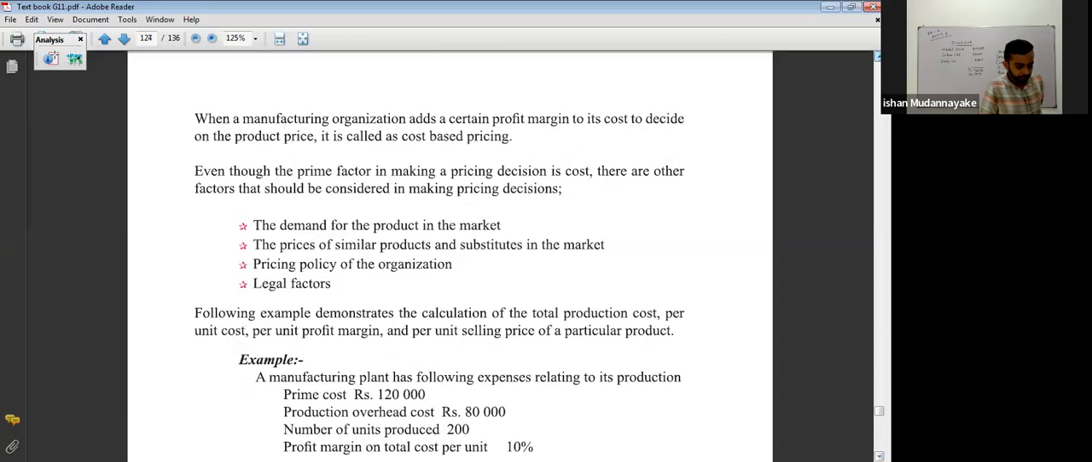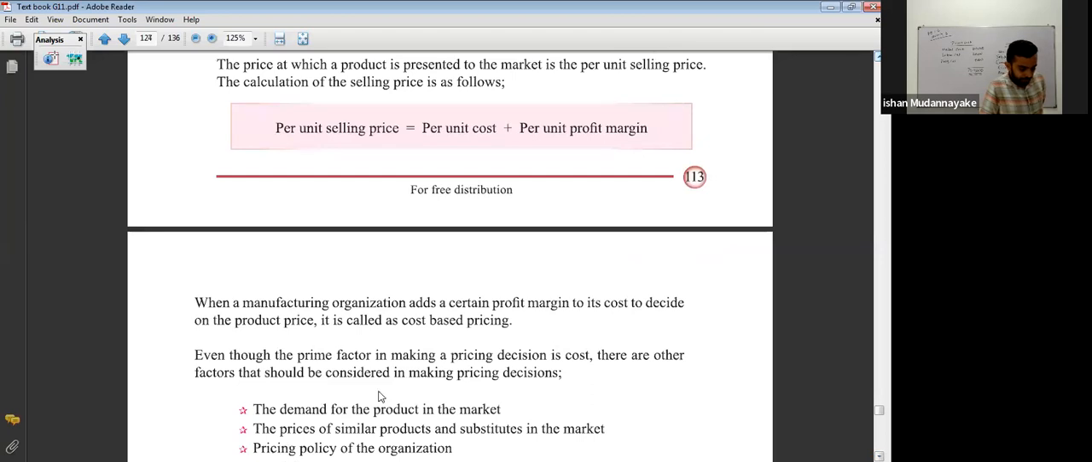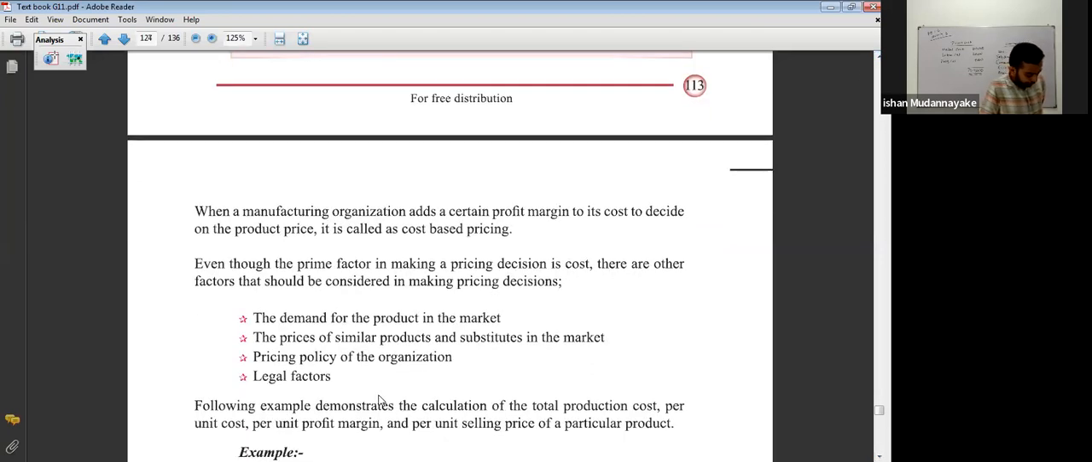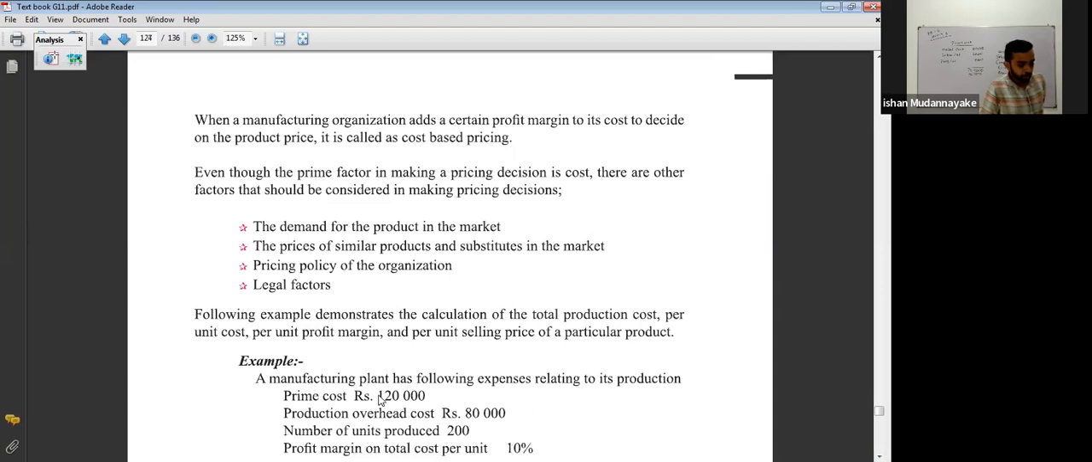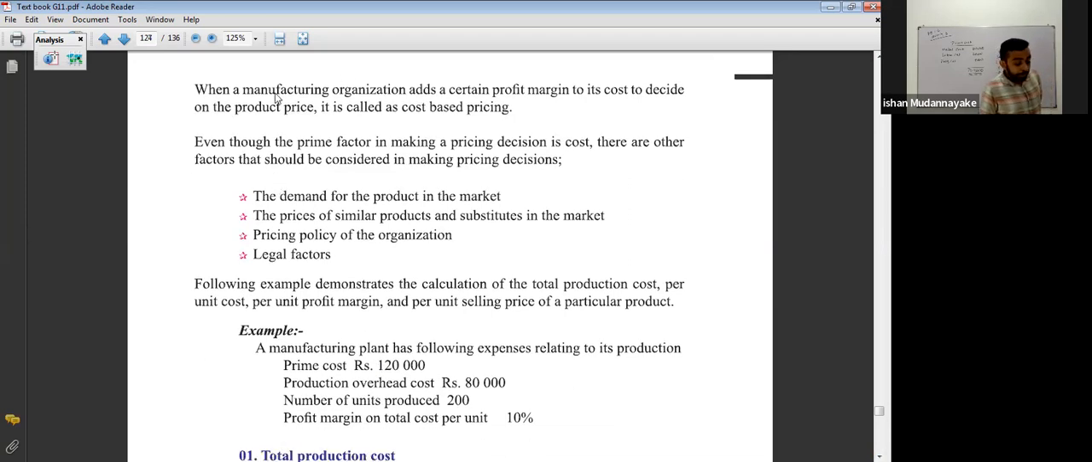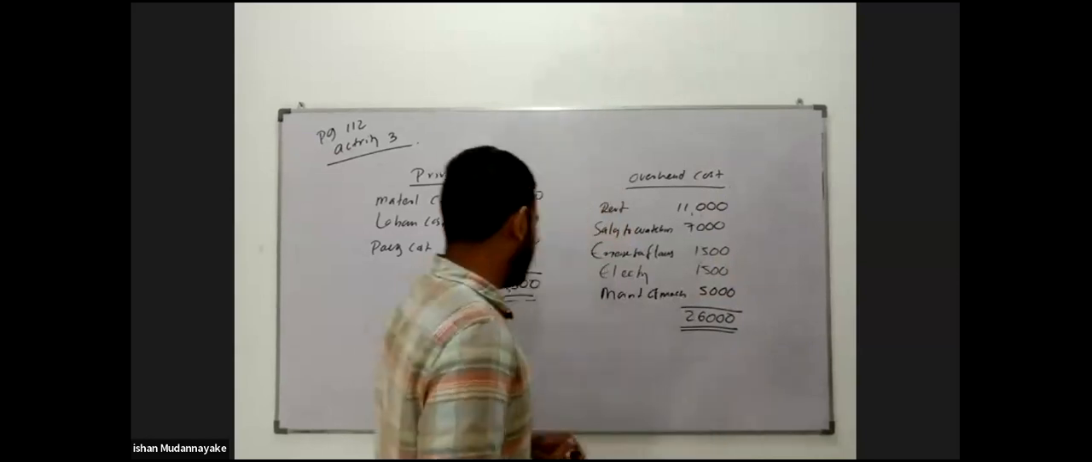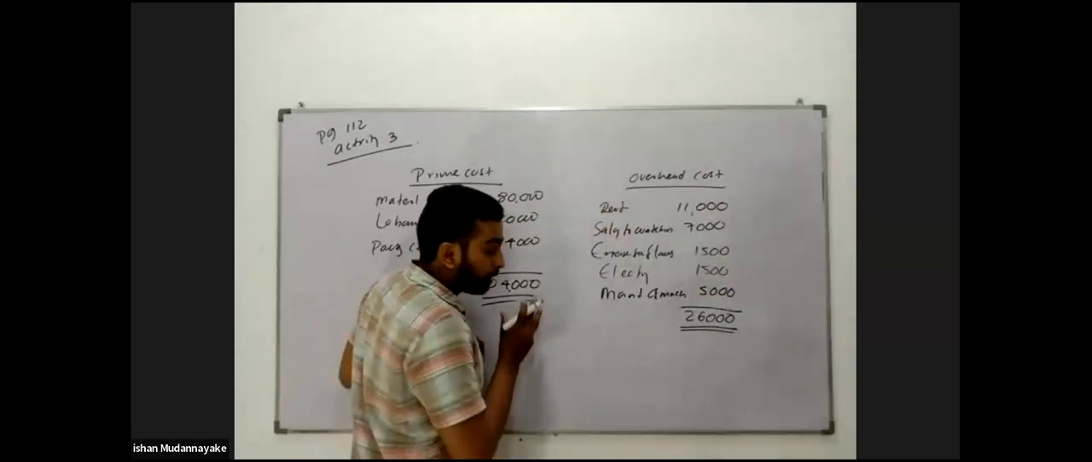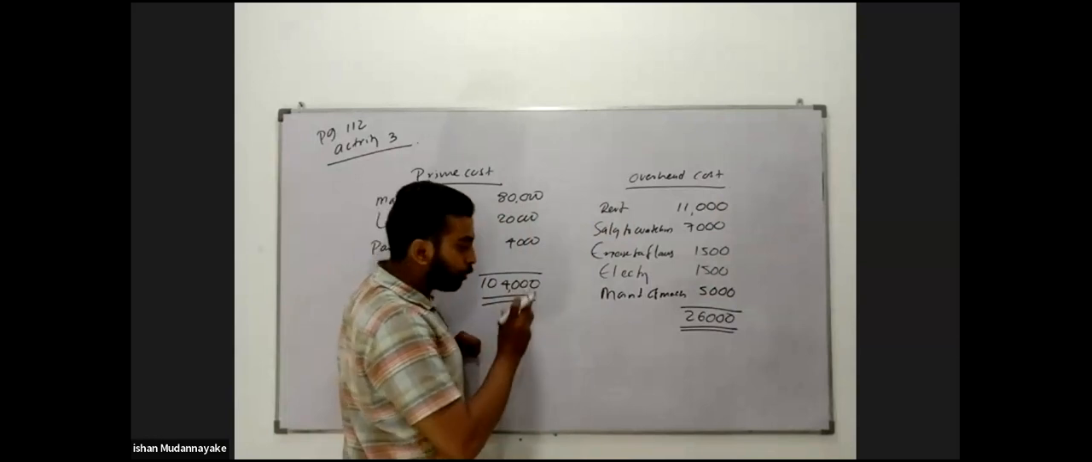Right. Then students, go to page number 114, first para. Here you can see, when a manufacturing organization adds a certain profit margin to its cost to decide on the product price, it is called cost-based pricing. Students, when a business organization adds a certain profit margin to the cost of the product.